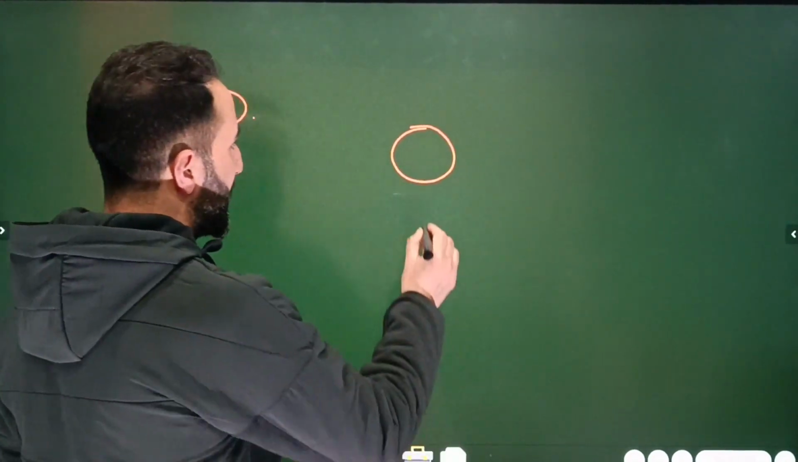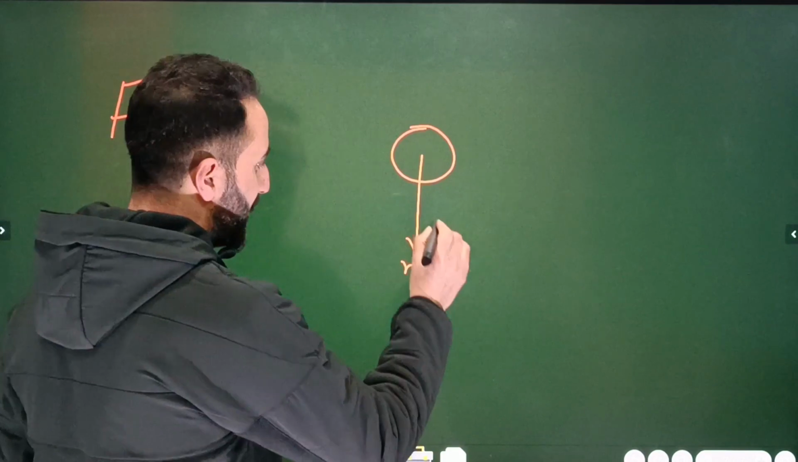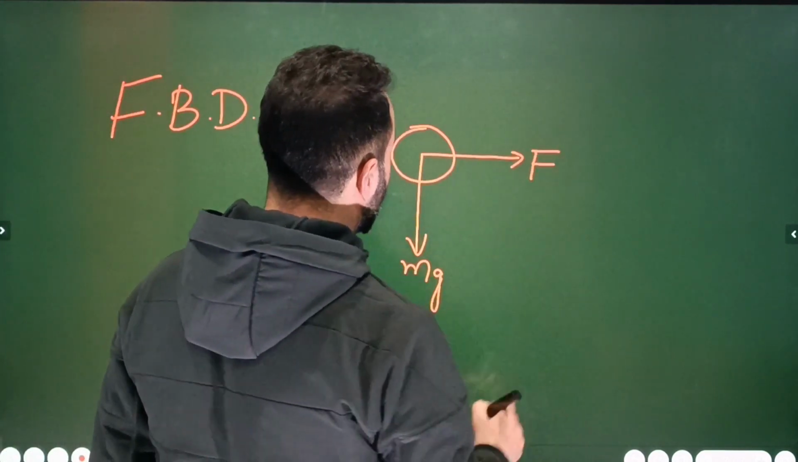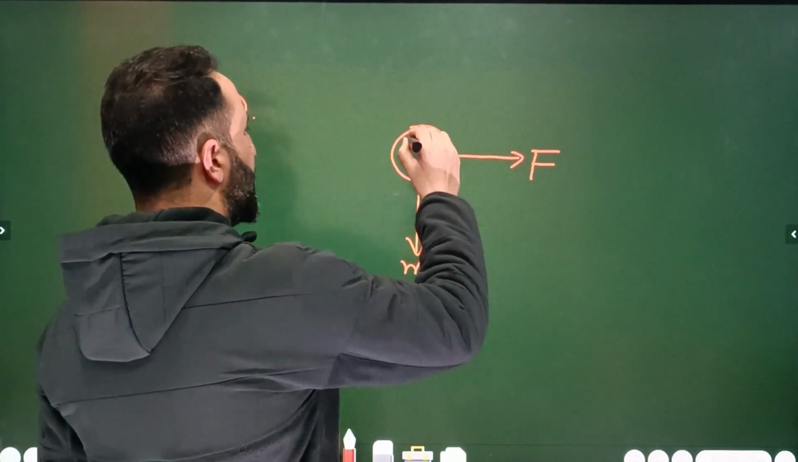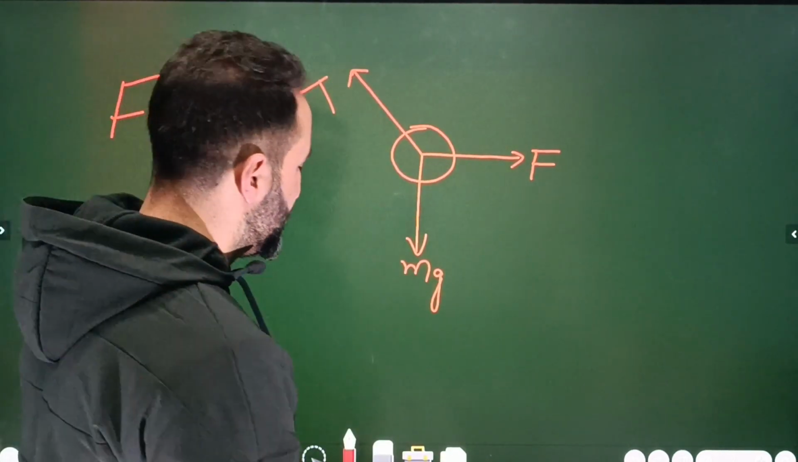So how many forces are there on this? 3 forces. In this direction, vertically downward, there is mg. In this direction there is one more force. What is that? The electrostatic force of repulsion. In this direction what is the force? That is equal to T. And what is this T? This T is the tension in the string.